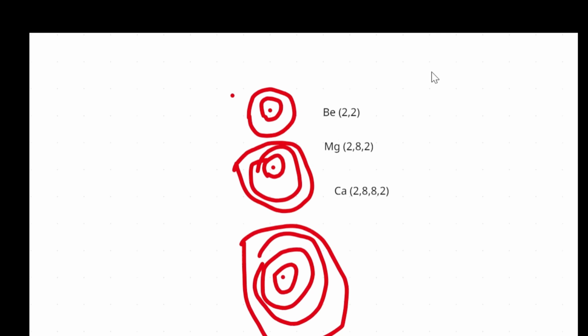This is an example from group 2, and we took another example from group 1. If we move over the periodic table, in every group we will see the same pattern, the same trend. Going down the group, the number of electron shells increases, and this increase will lead to an increase in the radius. So the radius increases going down the group.